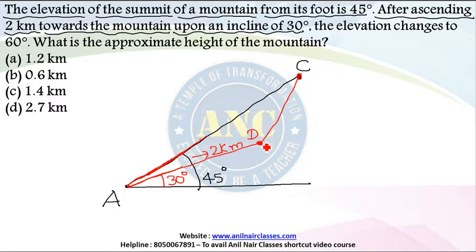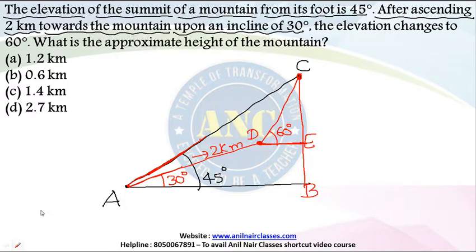Now the angle of elevation with this horizontal ground, DE is a horizontal level ground again, right? This DE is horizontal ground. This angle of elevation now changes to 60 degrees. What is the approximate height of the mountain? This particular point, I will name it as point B. I hope the idea is clear. I hope the diagram is very, very clear for you people.